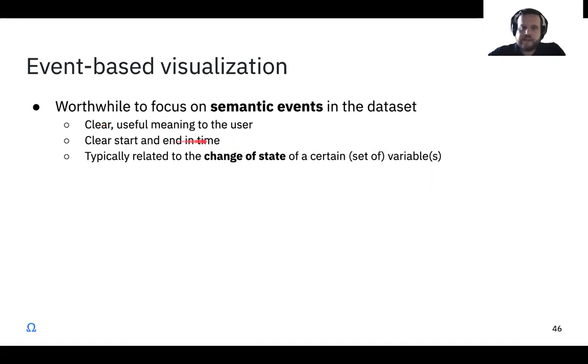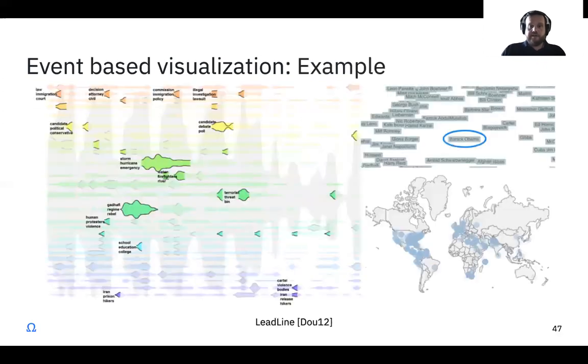It has a clear start and end in time. So, well, the 2008 crisis is a bit dubious as to when the end time was, but bear with me. And it's always related to a change of state of a certain set of variables. So something breakthrough happens in your data, and you want to explain it with your visualization. An example can be like this.